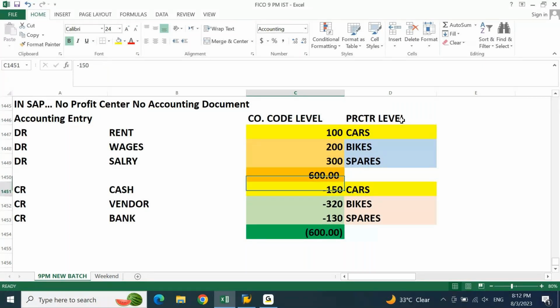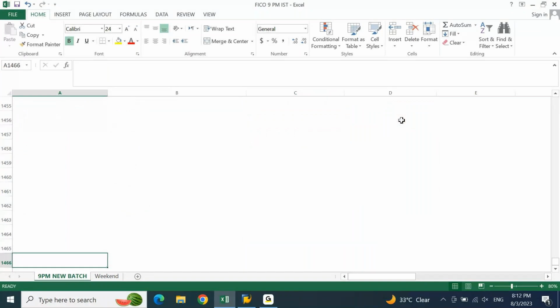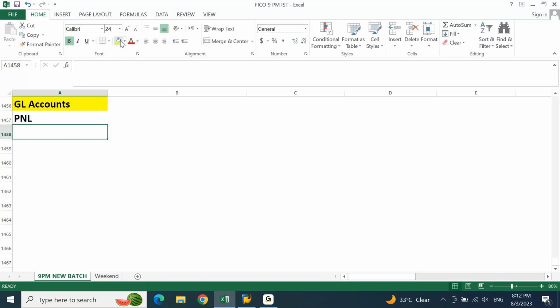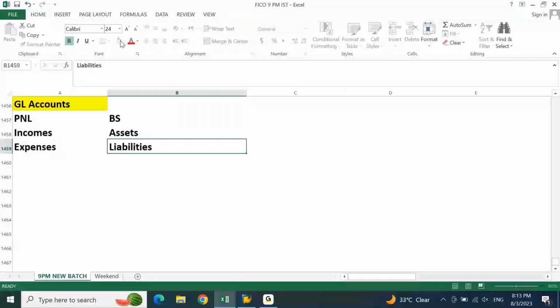When you talk about item category, we talk about GL accounts. When we talk about GL accounts, we will be talking about broadly P&L accounts and balance sheet accounts. When I talk about P&L, I will be talking about incomes and expenses. Here I'll be talking about assets and then liabilities. Income and expenses, assets and liabilities.